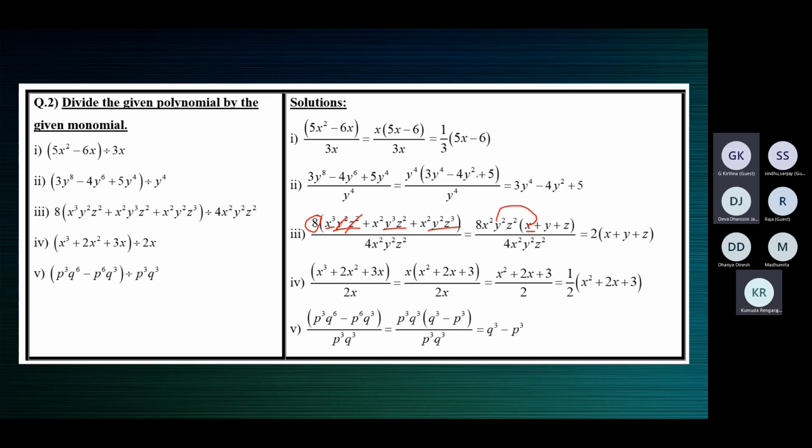Similarly, the second term has x square and z square, so there's already x square and z square common outside. Y cubed it is, but outside we have only y square, so we should write y inside the bracket. Similarly here, x square and y square are common outside. This is z cube, but it's z square outside, so you should write a z.